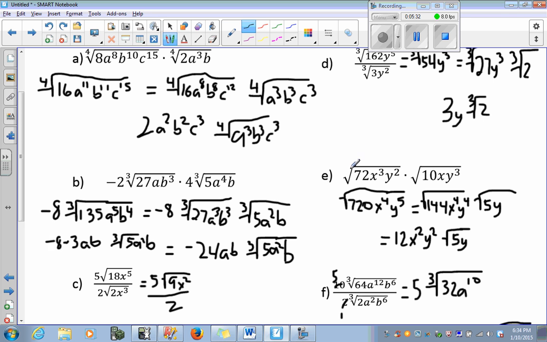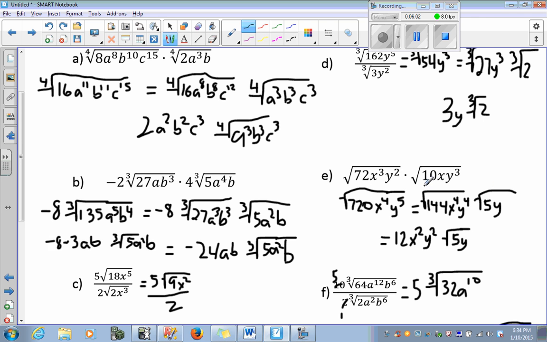Again, this is a square, this is a square, same index. I'm going to multiply what's under them. 72 times 10 is 720. x cubed times x is x to the fourth. y squared times y cubed is y to the fifth. So now I have the square root of 720x to the fourth y to the fifth. I'm going to break that into two radicals. Everything that's a perfect square will be under the first radical, and everything that's not a perfect square under my second radical.